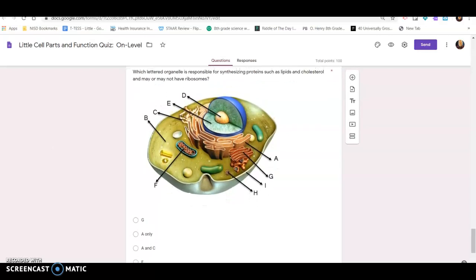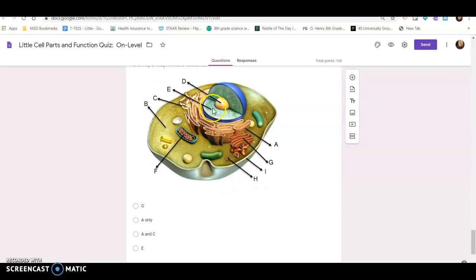Last question. Which lettered organelles are responsible for synthesizing proteins such as lipids and cholesterol and may or may not have ribosomes? Is it G, right here, A only, right here, A and C, or E, which is right here?